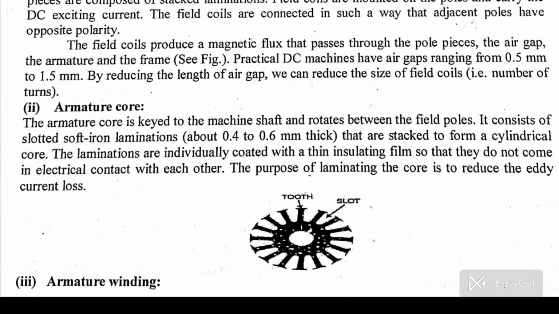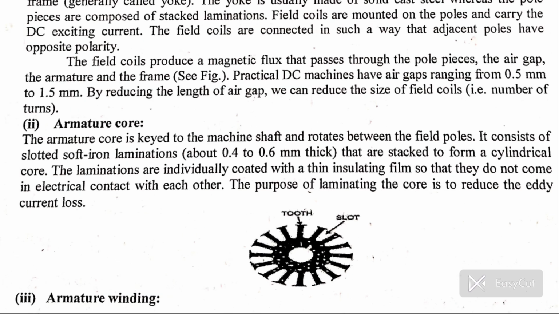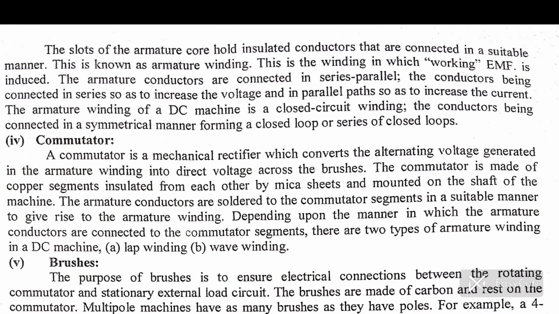3. Armature winding. This is where the real magic happens. The armature winding is placed inside the slots of the armature core. This is where the working EMF, voltage, is actually generated. The conductors are arranged in a series parallel manner. Series connection increases voltage. Parallel paths increase current. These windings form closed loops so that current keeps flowing continuously when the generator runs.